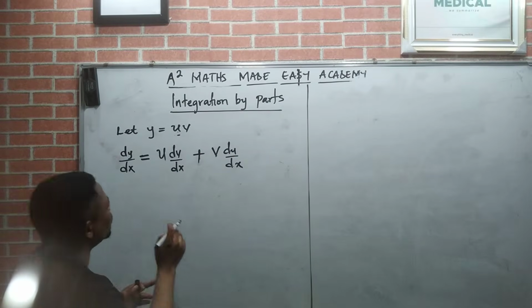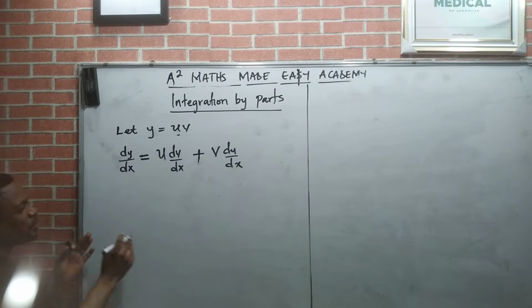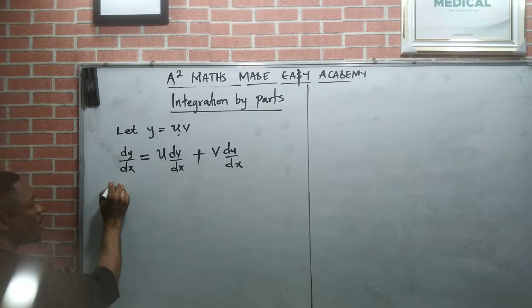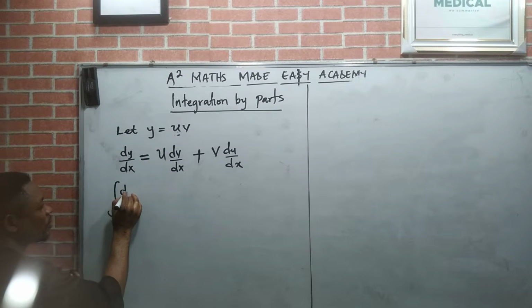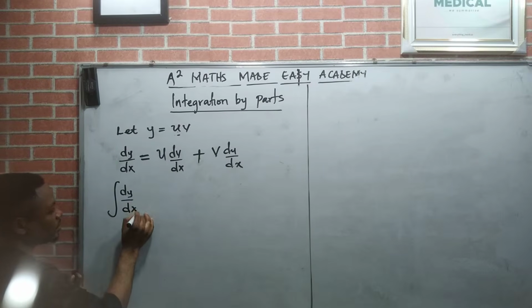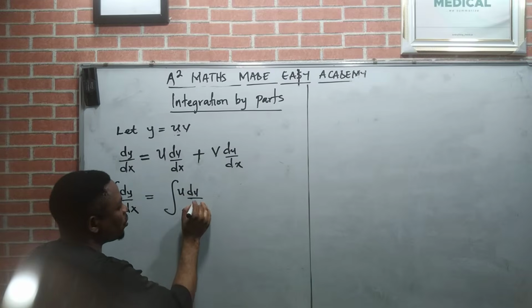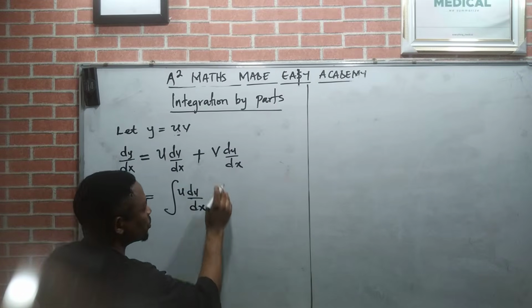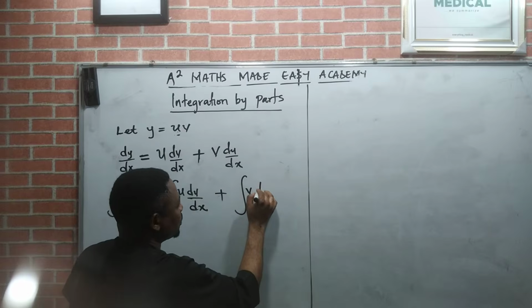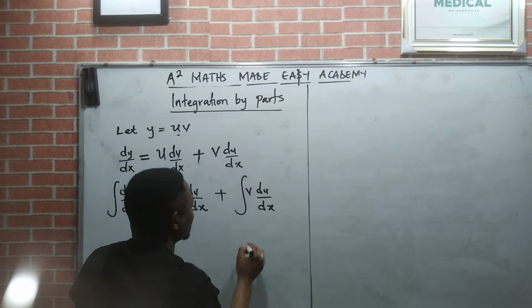Having expressed this formula, I will now integrate both sides of the equation. How? I will introduce the integral of dy over dx, which is now equal to the integral of u dv over dx, plus the integral of v du over dx. Are you with me?